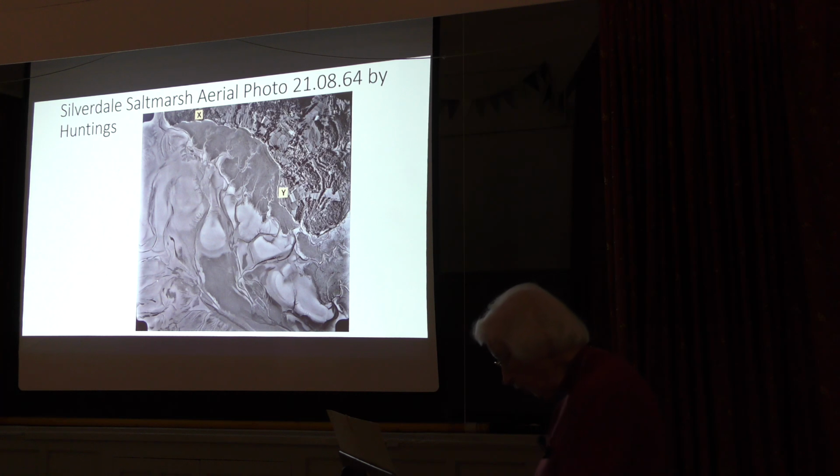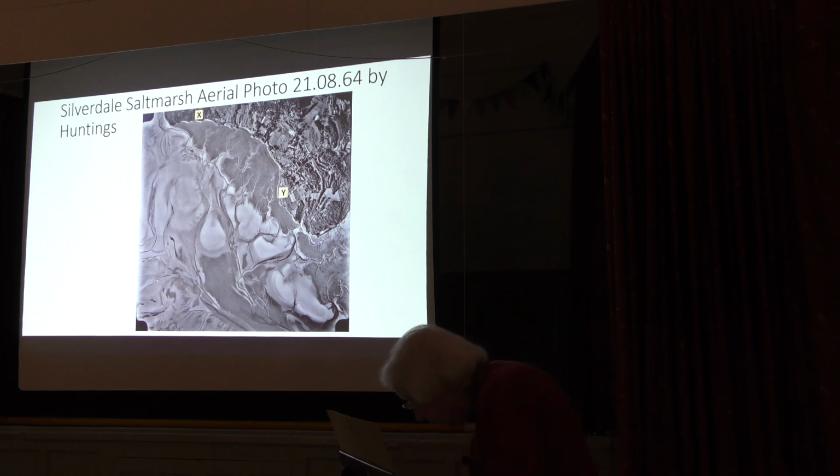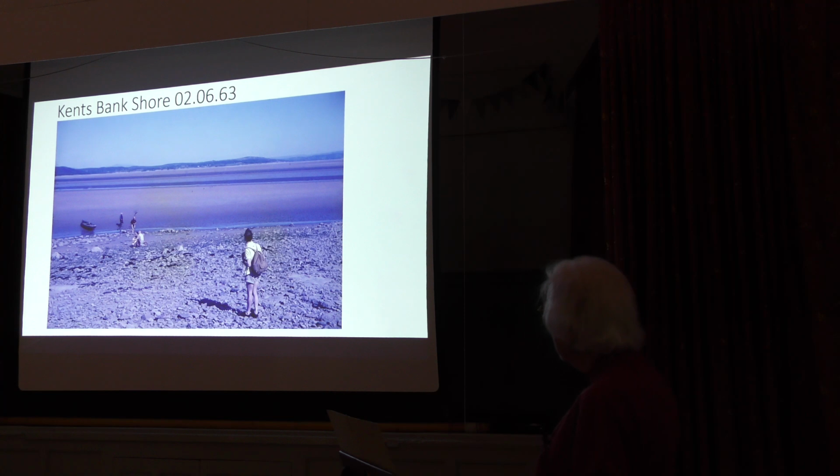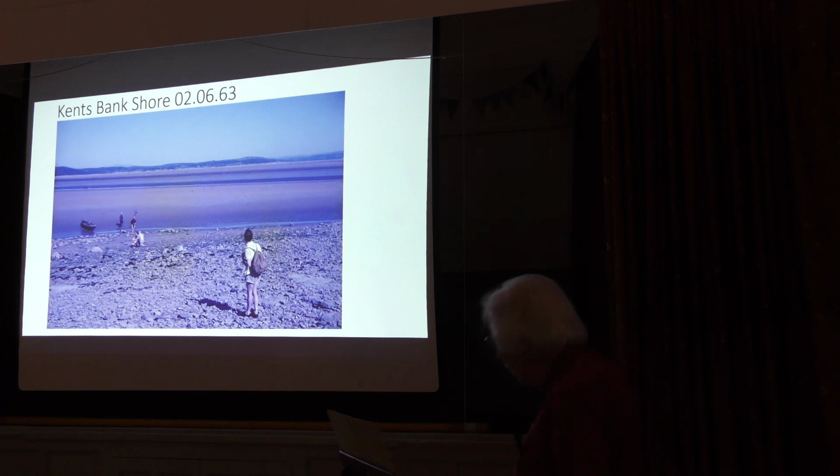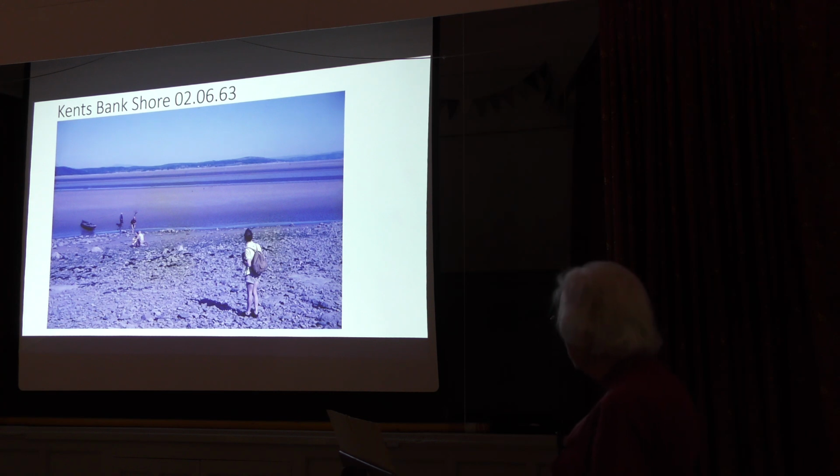Now if we look across the estuary, we come to Kent's Bank, just to the south of Grange, and here at the beginning of a cross-bay walk, in fact, there were a number of people gathered on a very rocky shore. You can see how rocky, rubbly, a little bit of sand down here, but none of the salt marsh that you may be familiar with at the present time.